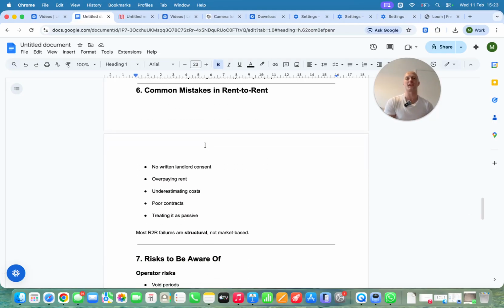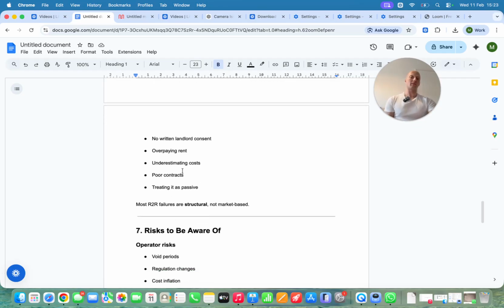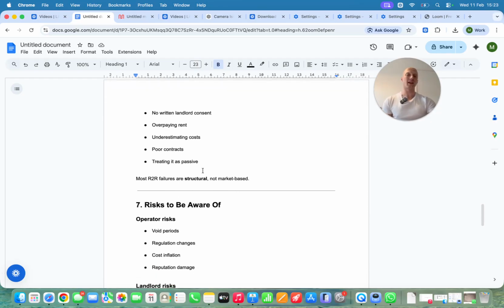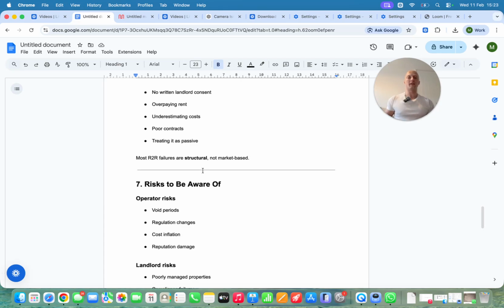Common mistakes in rent-to-rent: no written landlord consent, overpaying rent, underestimating costs, like we just said, poor contracts, and treating it as passive, all right? So it can be passive, but at first you've just got to be aware that you are going to be very hands-on. And of course, the better you learn the business model, the better you'll be able to teach it in the future, thus allowing you to be hands-off, all right? But you're with us and you're going to get these good contracts, this good understanding, these realistic goals, and you're going to be perfectly safe.